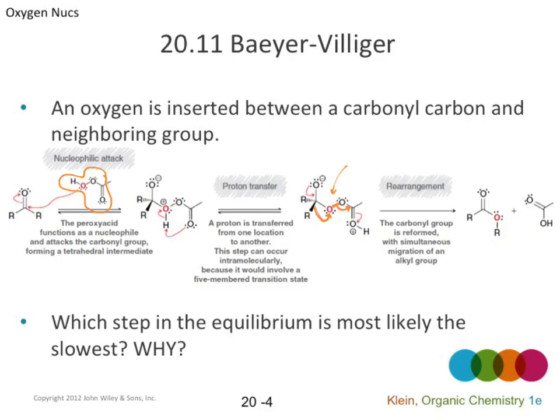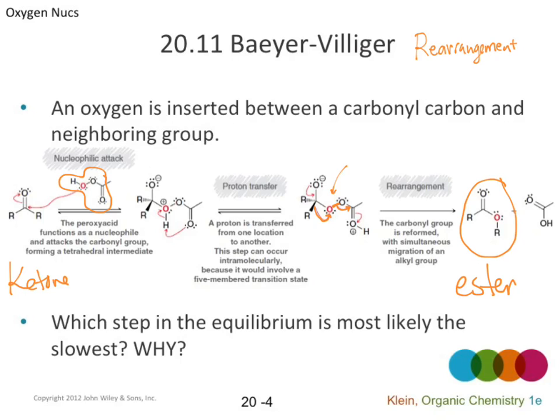So the Baeyer-Villiger reaction, we could actually add a step further to that. It's not just the Baeyer-Villiger reaction, it's a Baeyer-Villiger rearrangement. The end result is that we start with a ketone and we end with what functional group? We end with an ester.